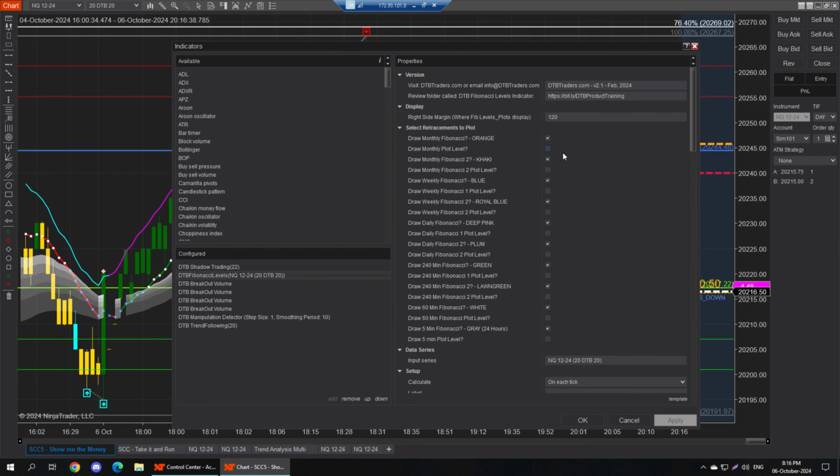It plots the last 12 months Fibonacci levels on the higher time frames. This is actually providing all of those levels and updating on a tick by tick basis to make sure that every single new high, new low, and levels are accurately captured.